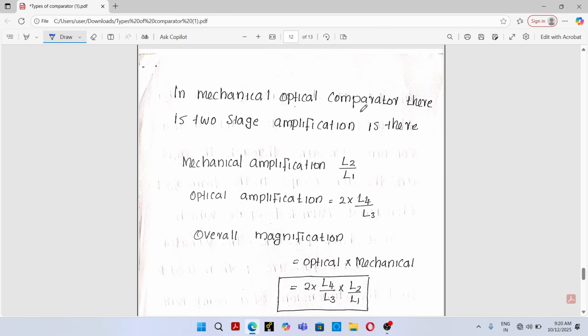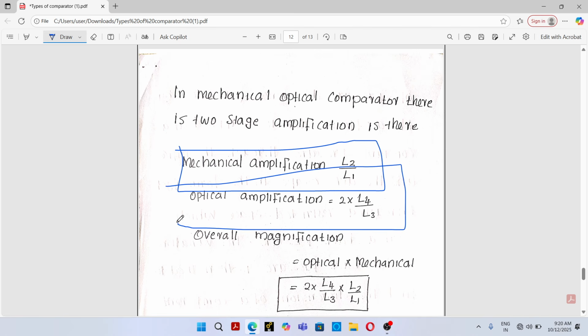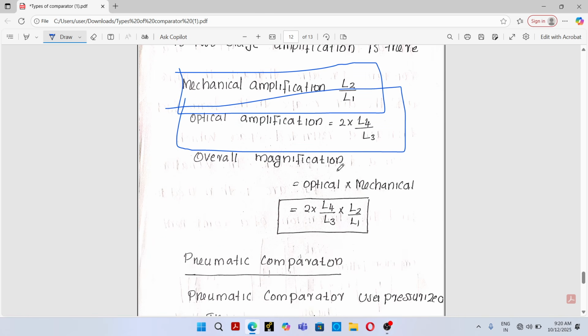See, in a mechanical optical comparator, there is two-stage amplification. First amplification by the mechanical method, that is L2 by L1. Second amplification by the optical method, that is 2 into L4 by L3. So overall magnification is equal to 2 into L4 by L3 into L2 by L1, that is optical into mechanical magnification. Okay, so this is the working principle of the mechanical optical comparator.